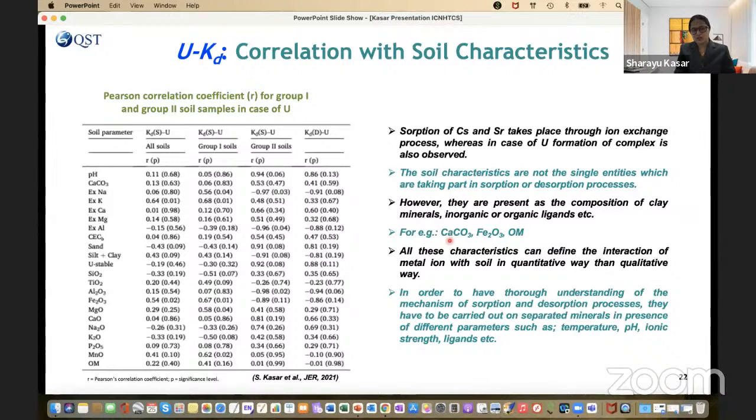For example, we observe that calcium carbonate and iron oxide and organic matter are also playing a role in these processes. All these characteristics can define the interaction of metal ion with soil in a quantitative way, but not in a qualitative way. So in order to have a thorough understanding of the mechanism of sorption and desorption processes, one has to carry out spectroscopic studies, and one has to separate minerals to check the presence of different parameters such as temperature, pH, and ionic strength, and how they are affecting these processes.